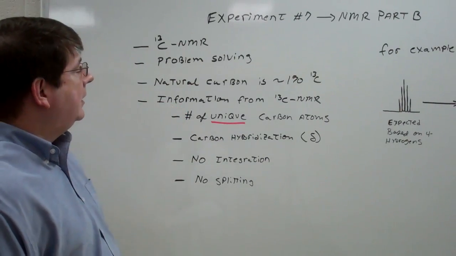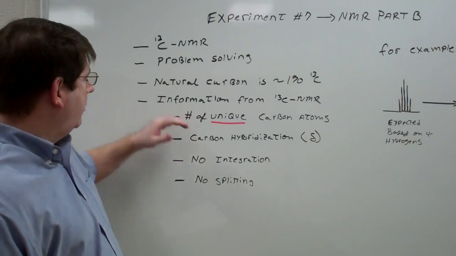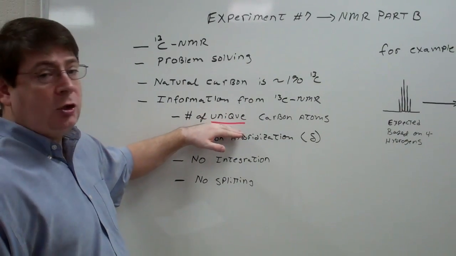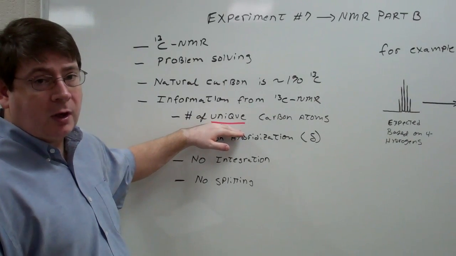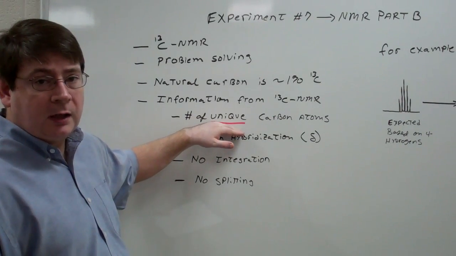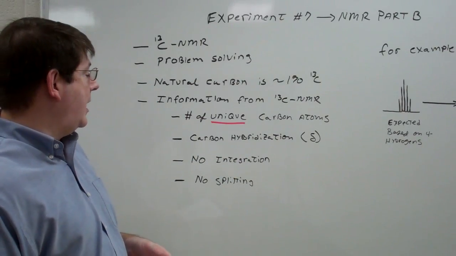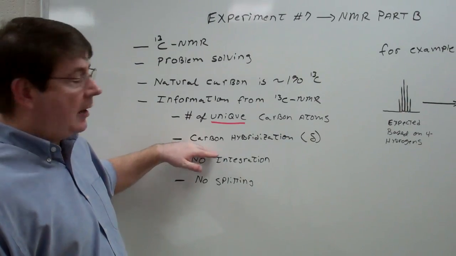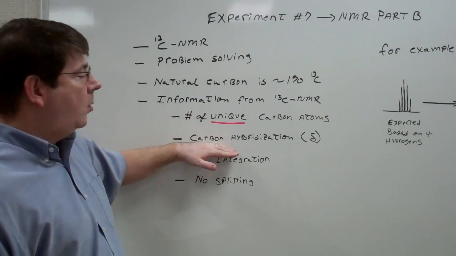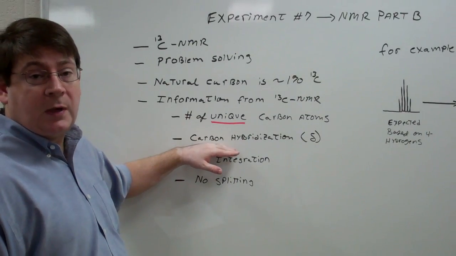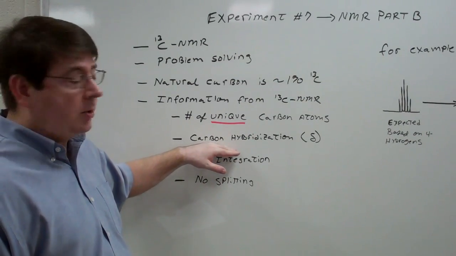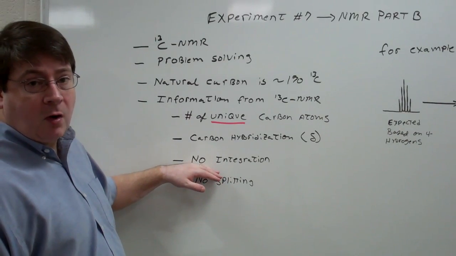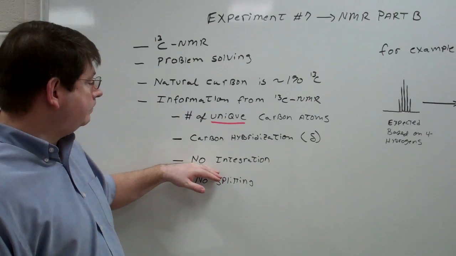The information that we get from a carbon-13 NMR is the following. We get the number of unique carbon atoms, and I point out here in red, unique. It's not the total number of carbons. You're going to find the number of carbon signals is proportional to the number of unique carbon atoms, and we'll talk about what we mean by that in just a little bit. You can also get, quite quickly by looking at the chemical shift, what kind of hybridization the carbon's in. Is it an sp2 hybridized carbon? Is it an sp hybridized carbon? Or is it sp3?